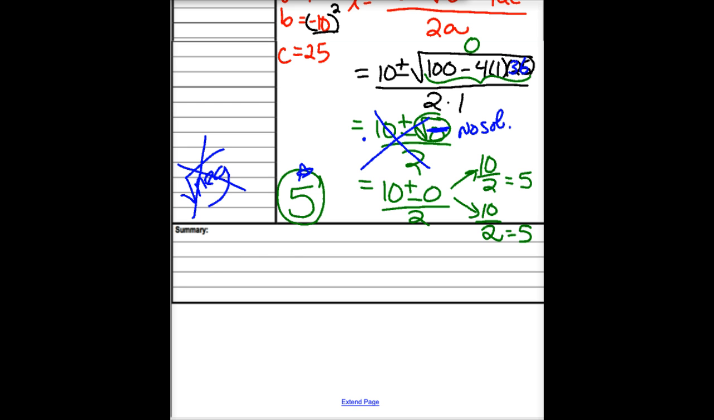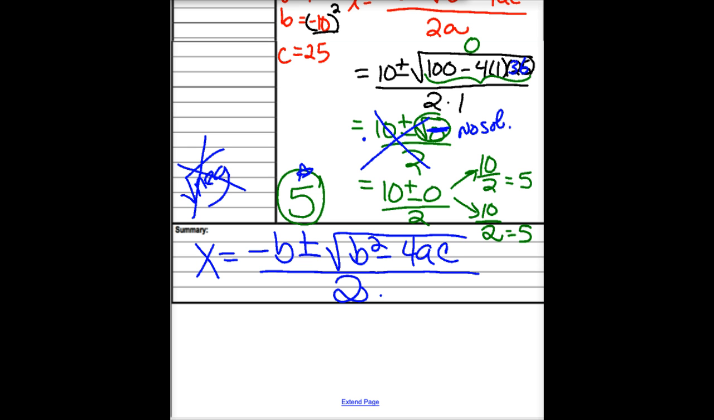So in summary, x equals negative b plus or minus the square root of b squared minus 4ac all over 2a.